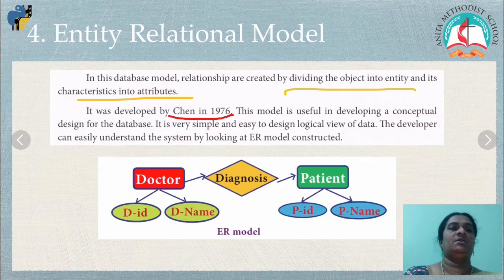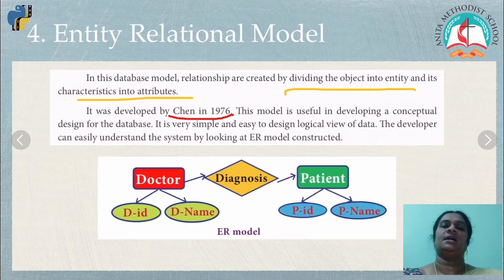Now let's see an example to make it very clear. See, you have a doctor, a diagnosis taking place for the patient. Doctor has a doctor ID and doctor name, and patient has an ID and then a name. So this is how it is divided. These two objects are divided into attributes. They are doing a diagnosis for the patient. So these are two entities which are combined by the diagnosis. So that is how the entity relational model works. The developer can easily understand the system. Once you look at the system, it's very easy for you to capture the details.